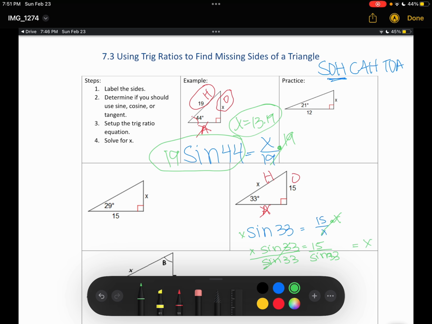We plug this into our calculator and we get x equals 27.54.